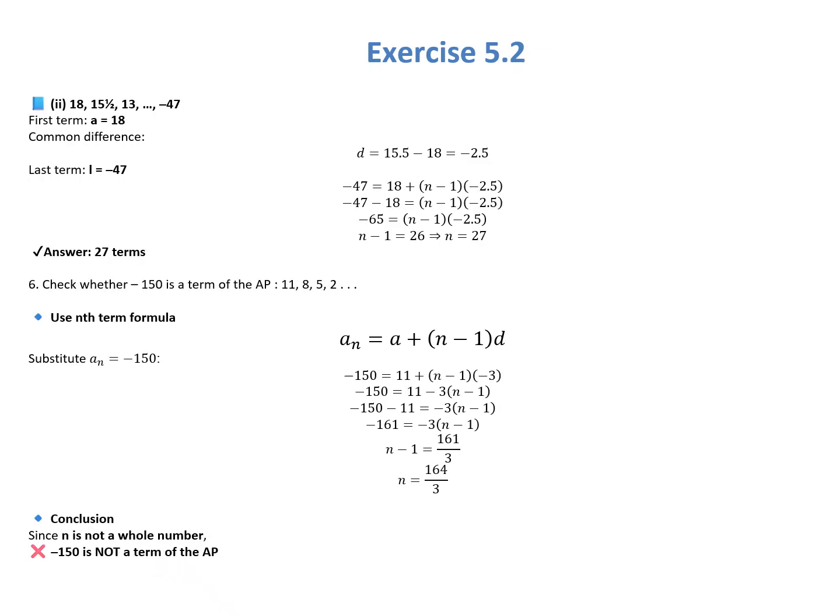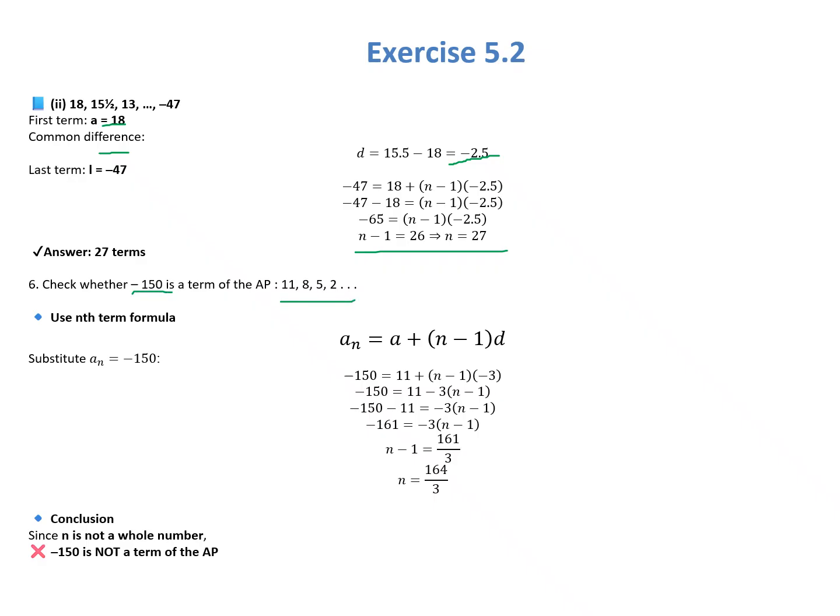Coming to the next question, we have been given a series 18, 15 1 by 2, 13, and so on. The first term is given as 18. The common difference we have to find, which is 15 1 by 2 minus 18. When we solve it, we get the value as minus 2.5. We are given the nth term as minus 47. When we solve it, we get N as 27. So the 27th term is minus 47. In the next question, we have to check whether minus 150 is a term of the AP series or not.